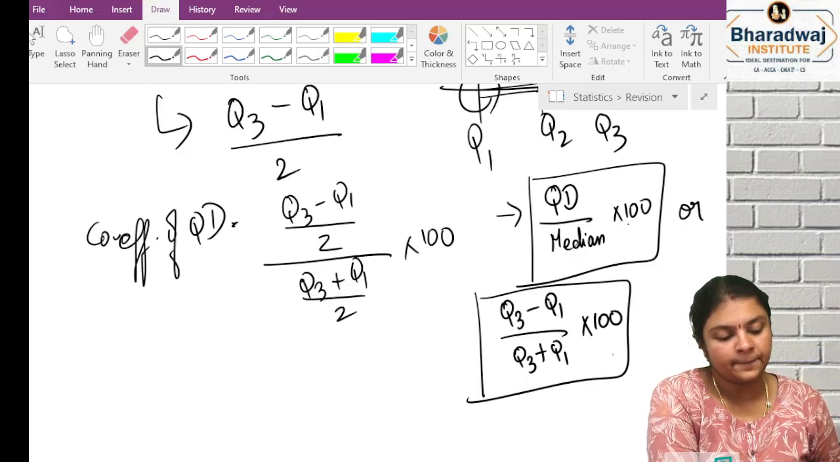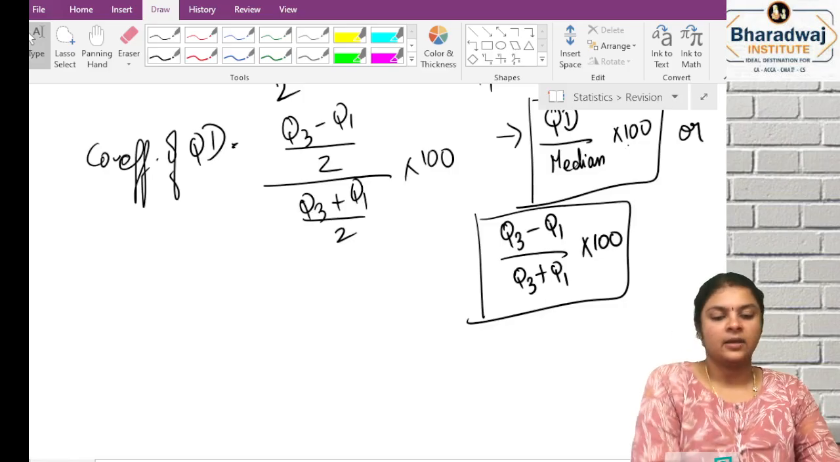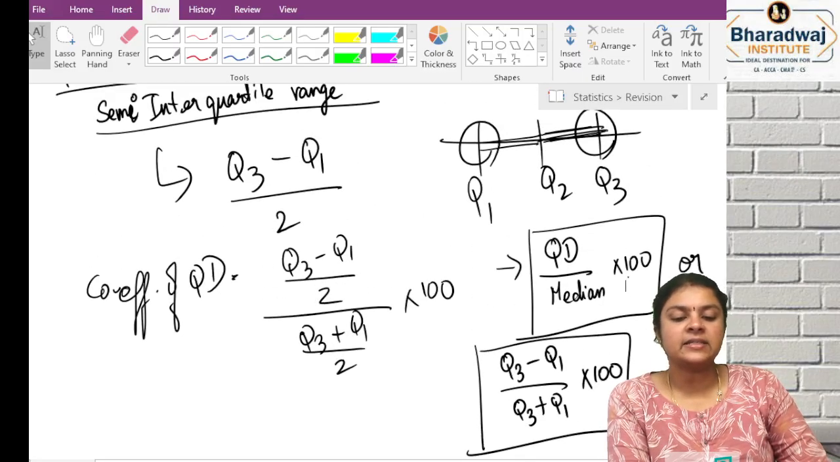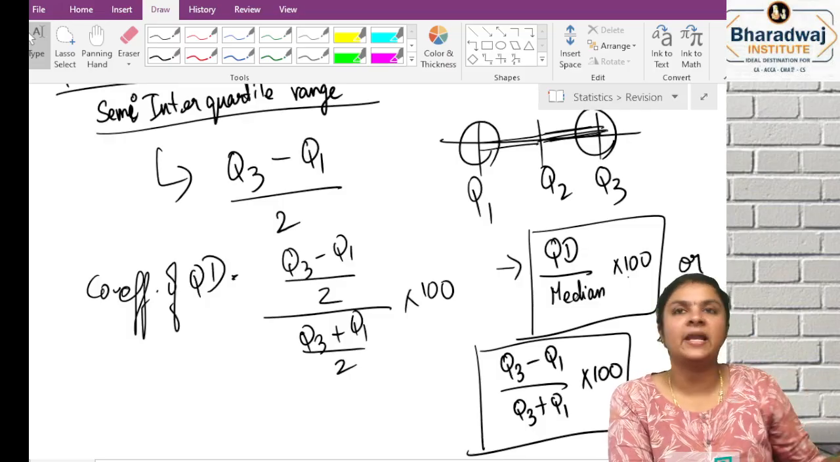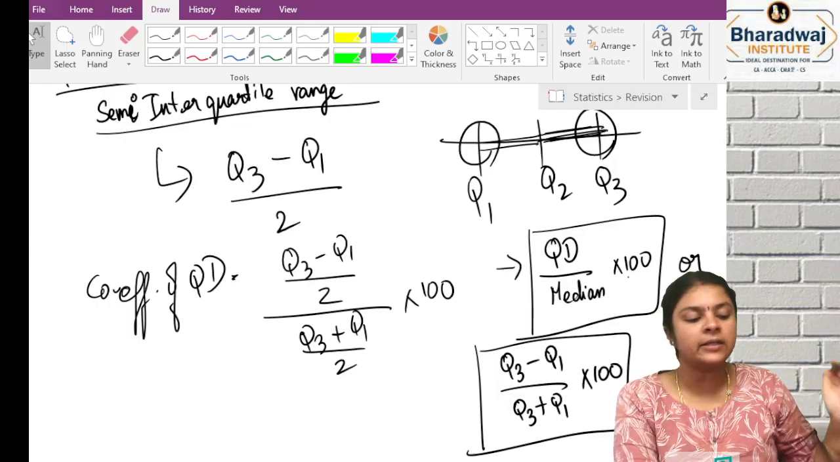Is it clear? Yes, ma'am. Okay. Next. So this is about quartile deviation. Whether it is non-frequency, discrete frequency or continuous frequency, the formula is the same. Calculation of quartiles we have learned previously.